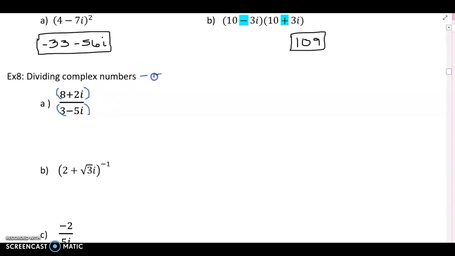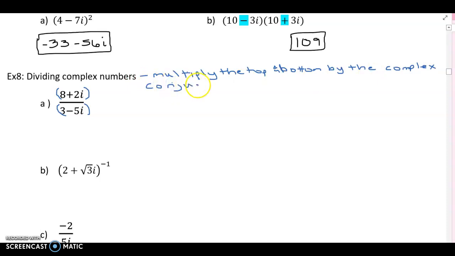So to divide complex numbers, we actually have to multiply the top and the bottom by the complex conjugate, which again is kind of like the opposite. Multiply the top and the bottom by the complex conjugate of the bottom.